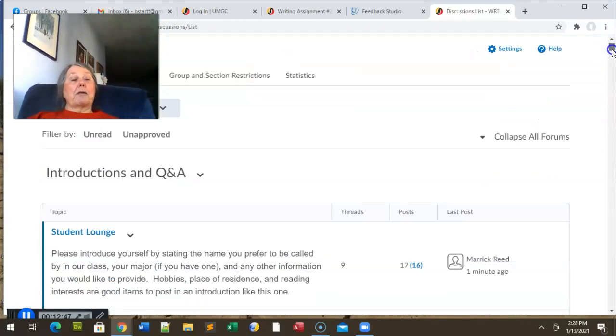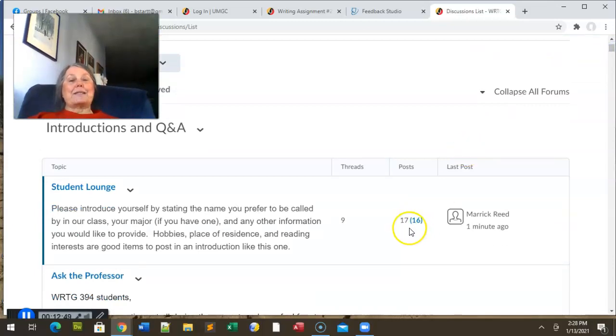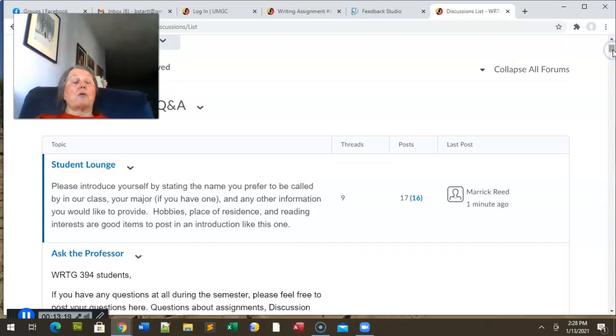Some of you have probably already done this, but here 16 people have already done so. This is our student lounge. Introduce yourself. Do you have a name you prefer to be called by? What's your major? And any other basic information about you. Hobbies, where do you live? Reading interests, family. So any basic information you want to tell us about yourself, post that here, and then feel free to make comments to your classmates.